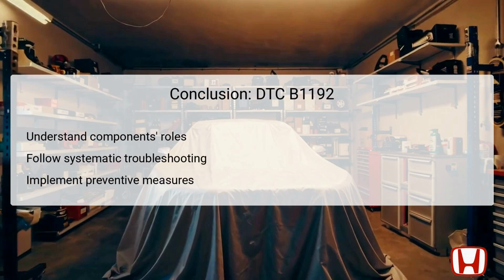In summary, understanding the roles of the gauge control module and the battery sensor is critical in diagnosing and resolving DTC B1192 effectively. The systematic troubleshooting steps outlined provide a structured approach that aids in identifying the root causes of the communication failure. By following these steps, technicians can precisely pinpoint electrical faults, whether from fuses, wiring, or faulty components, and can carry out necessary repairs to restore proper communication.